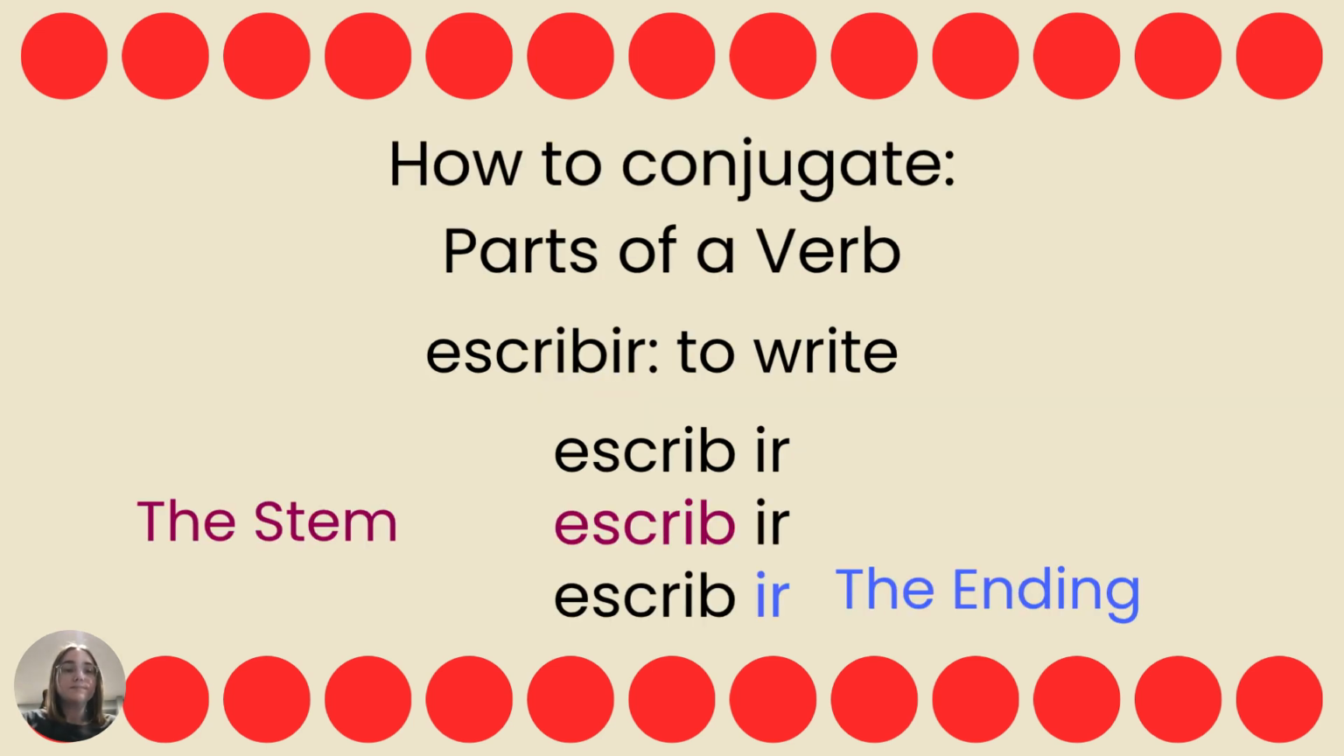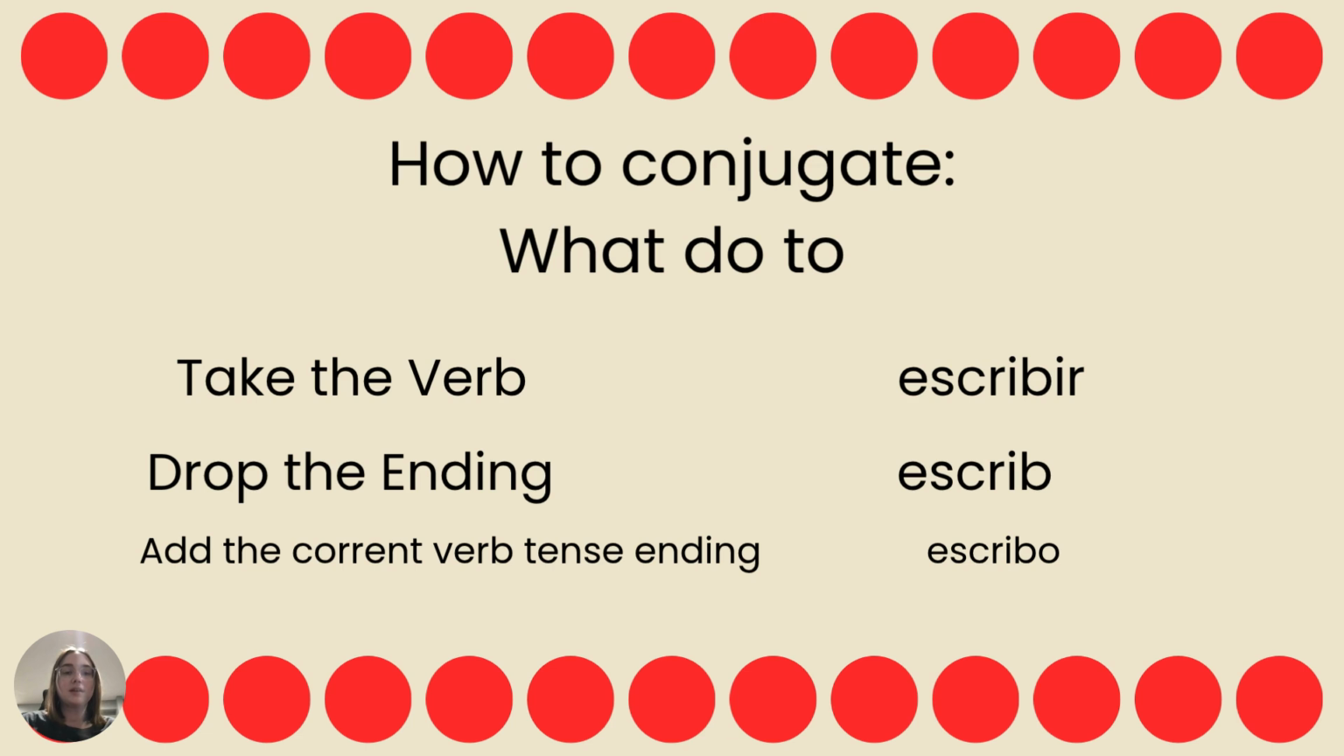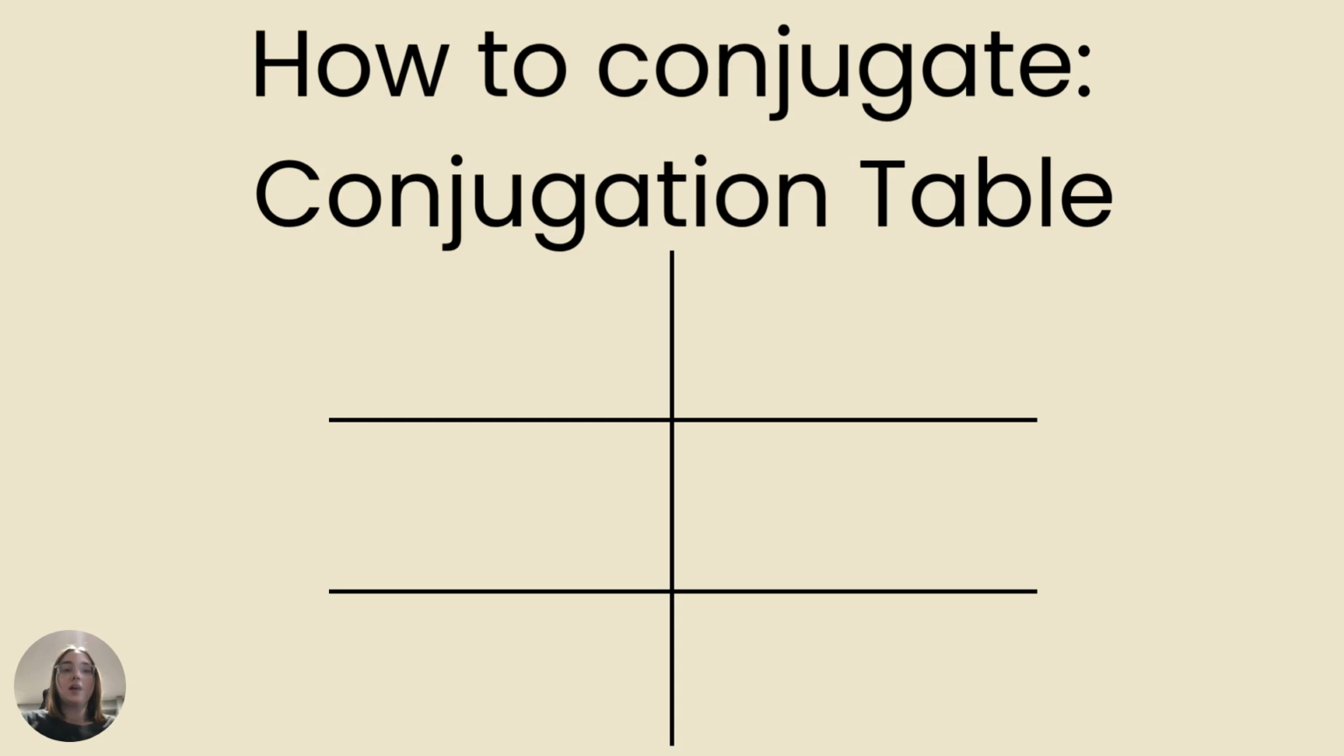So, how to conjugate: there are different parts of the verb. First, you have the stem, and we're going to use escribir, which is an IR verb, which means to write. So escrib is the stem, and the ir is the ending, escribir. So how to conjugate escribir? You drop the ending, the IR, so you have escrib, then you have escribo. You drop the endings. You add the endings.